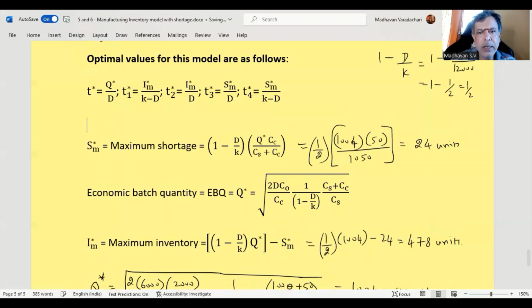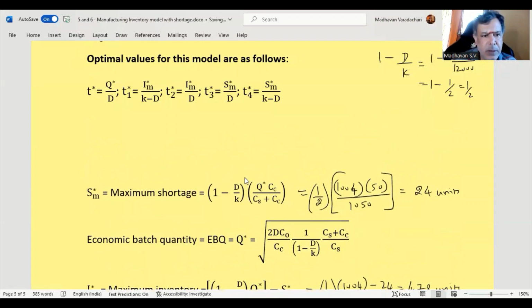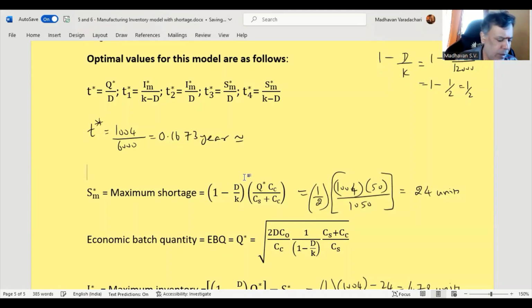Now let us calculate the other things, that is T star. We have T star is Q star, which is 1,004, divided by D. D is 6,000. First let me divide directly and write it in terms of year. 1,004 divided by 6,000, we get 0.1673 year. And approximately, if you convert it into days, we get 61 days.